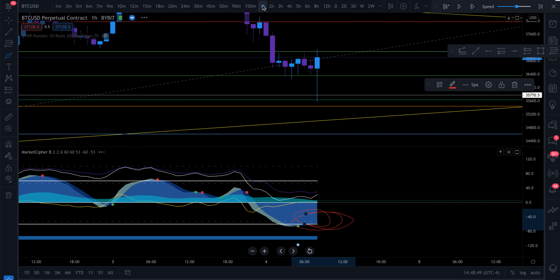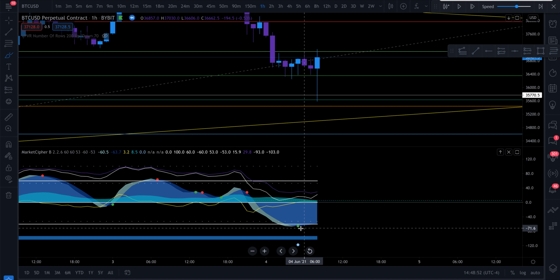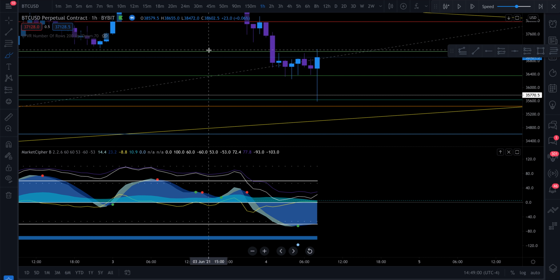We come to the 1 hour. The 1 hour is just recently printing a green dot, okay? That usually means we got some bull power to come up. Okay, then what we do is we go down to the lower time frames.